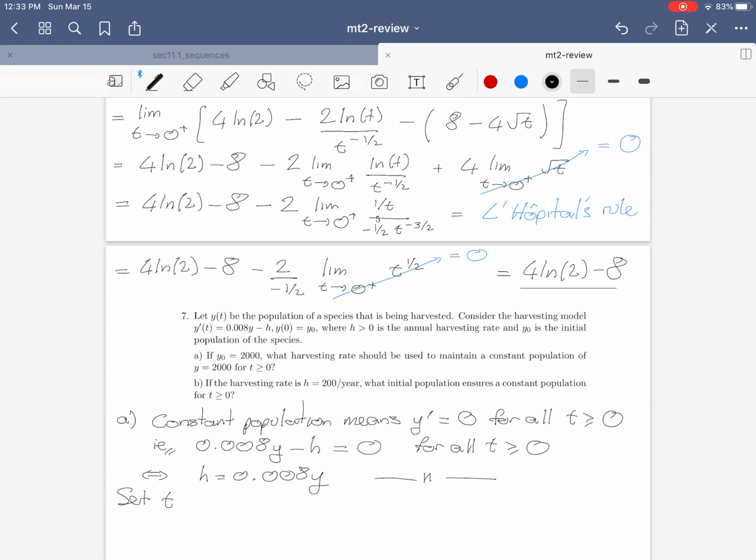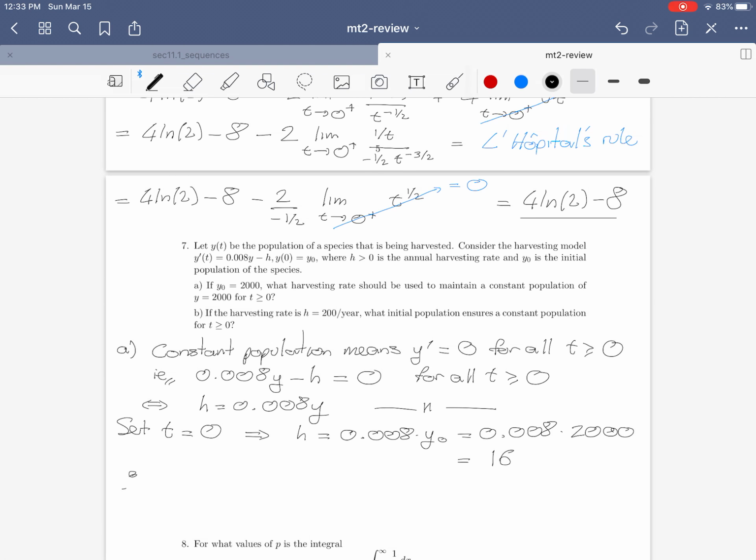So if we set t equals 0, this implies that h is equal to 0.008 times y0, which is 0.008 times 2000, which is 16. So therefore, h is equal to 16 units per year.